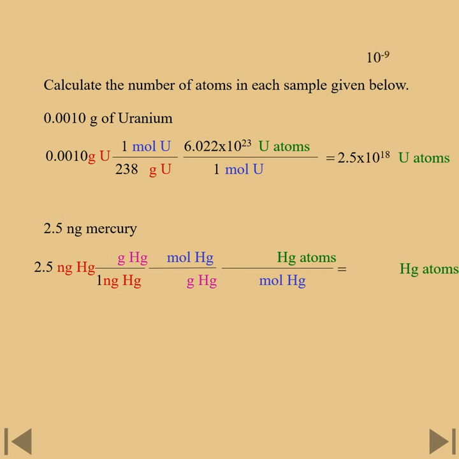1 nanogram, 10 to the -9th grams. Mercury has a molar mass of 200.6 grams per mole. And again, Avogadro's number per each mole. For 7.5 trillion mercury atoms. And again, I don't think we'd even be able to see that sample, but with the best microscopes.